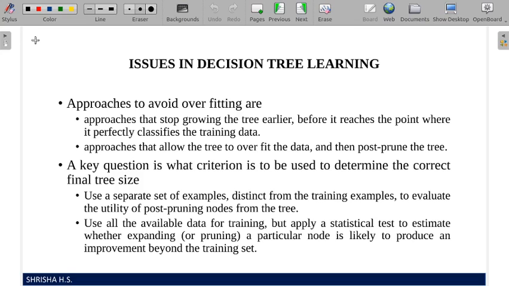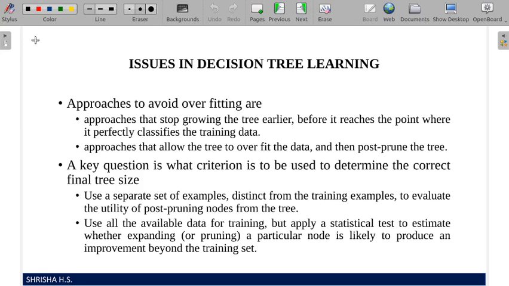So use all available data for training, don't reserve any instances for testing, but apply a statistical test to estimate whether adding a node or removing a node is likely to produce an improvement beyond the training set. The statistical method is usually the chi-square test. Those are the statistical methods, but they are out of scope of the lecture and also the syllabus. You can understand it like this: you use all the data for training, then find out through the chi-square test or some other statistical method whether it is good to add more nodes or remove some nodes.